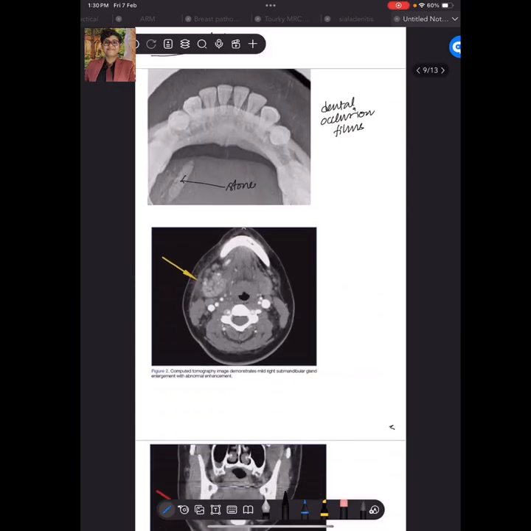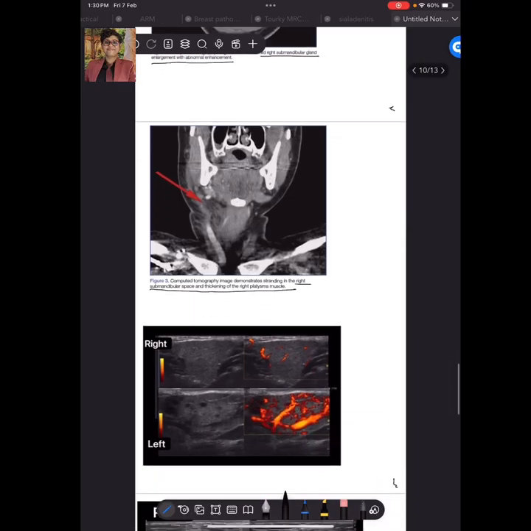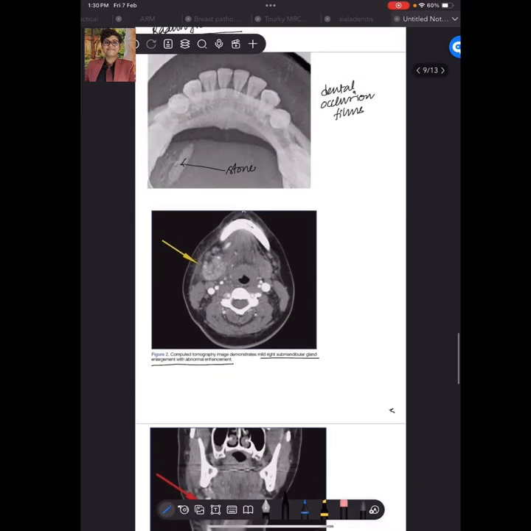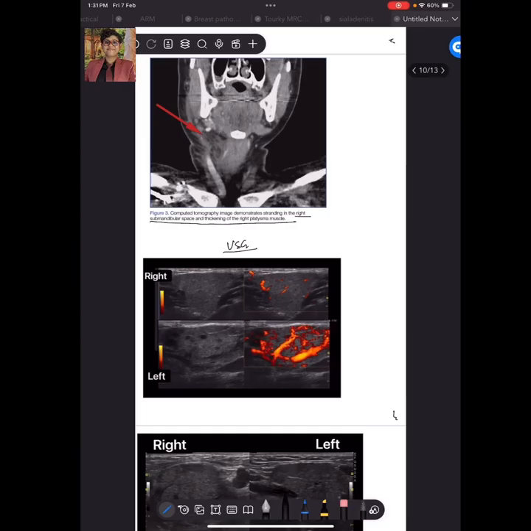Then we can go for CT scan. Here we can see mild right submandibular gland enlargement with abnormal enhancement. This is another CT image demonstrating the right submandibular space and thickening of the right platysma muscle here. Now we can go for USG. USG will mainly help in understanding the architecture and the blood flow.